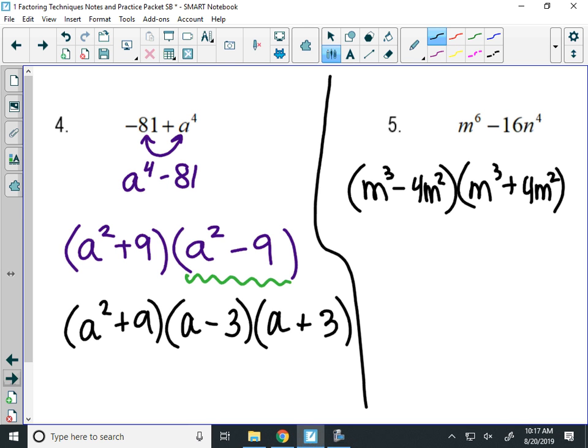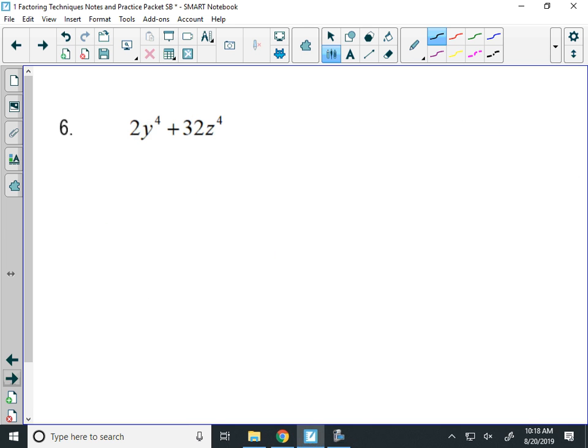Now, can I do any more factoring there? Yeah. Which one? Can I take the square root of m to the third? Is that an even number? No, so actually I'm finished. That's your final answer. I know it looks like it because there's a 4n squared, but you can't take the square root of m to the third. So that would just be it. Okay? Last one, then we'll do a different method. Number 6, 2 log of the fourth plus 32 to the fourth. What should I do first?